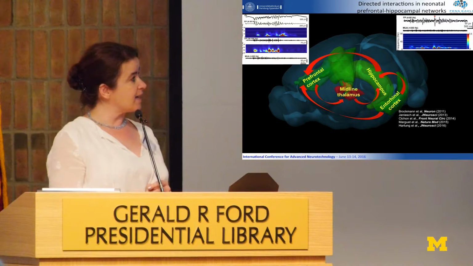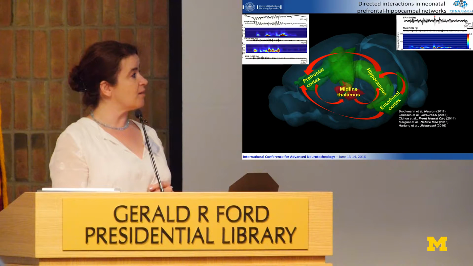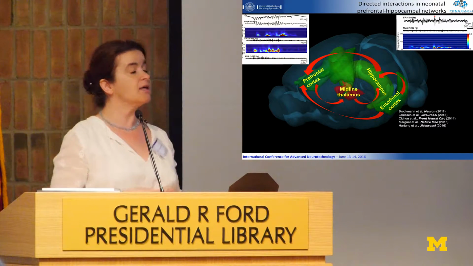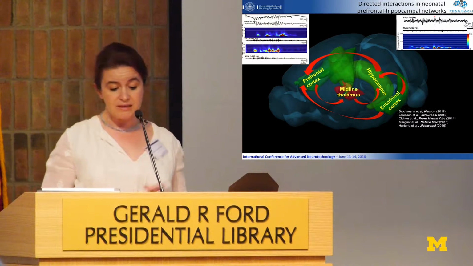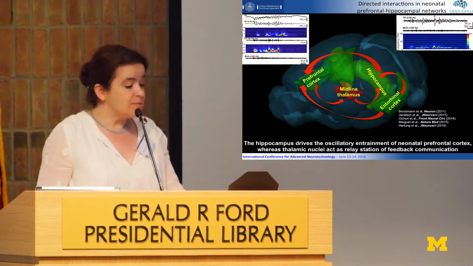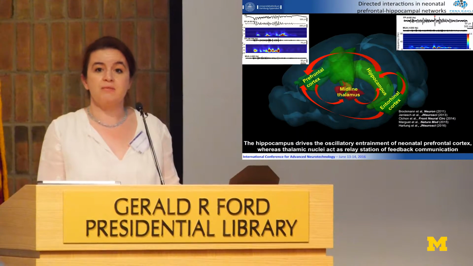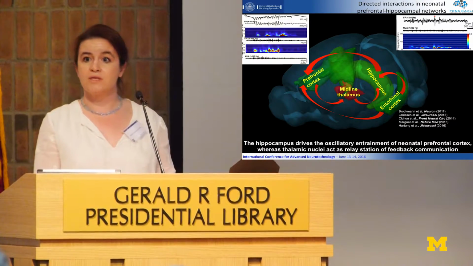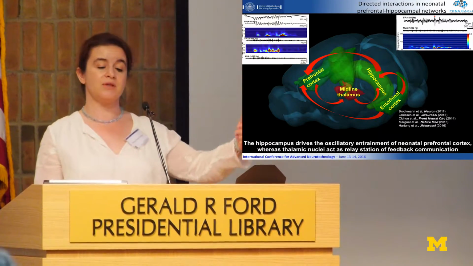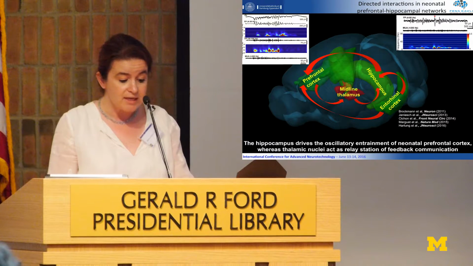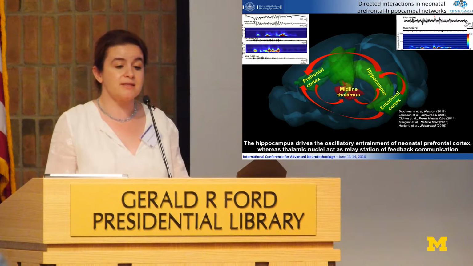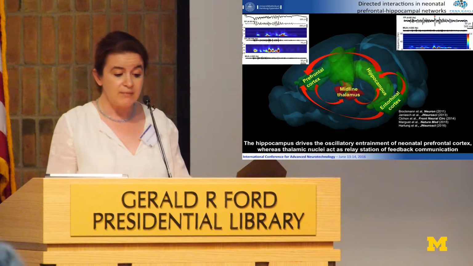But the area that acts as a relay is the midline thalamus, the nucleus reuniens, so the information from the prefrontal cortex goes back to the hippocampus. The data were recently published on this. So, summarizing, we can say that the hippocampus drives the oscillatory entrainment, this local entrainment of the prefrontal cortex. You can imagine it as a master that times the organization of the prefrontal cortex, and the thalamic nuclei act as a relay station at this age.